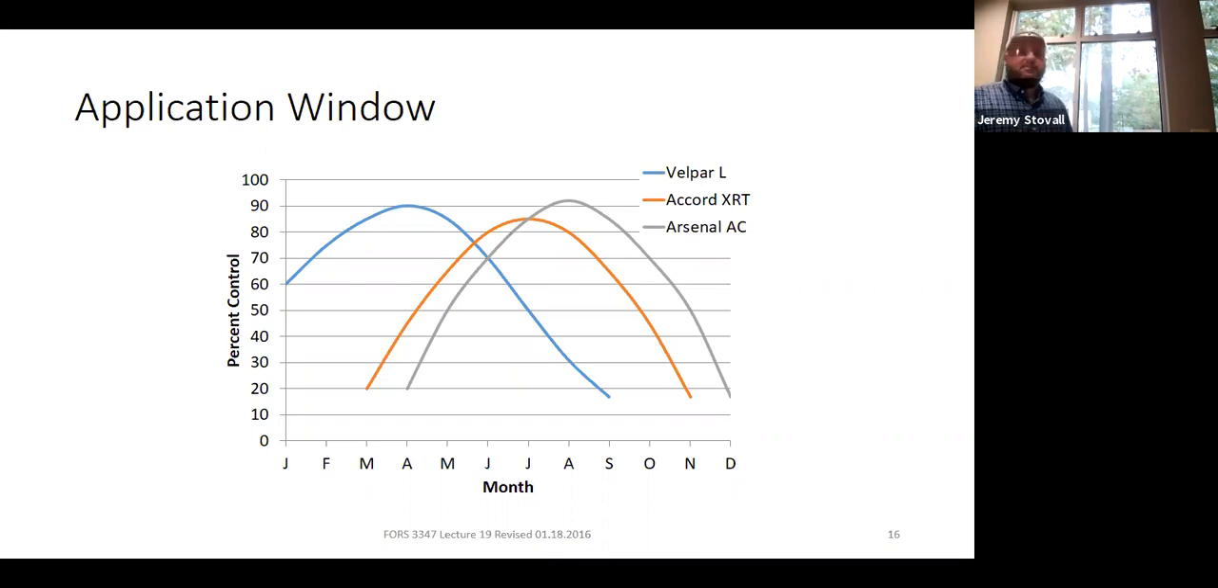Velpar is just hexazinone. So when you look here, if you're going to apply Arsenal, okay, which is that gray line at the far right, imazapyr, you'd like to get all of it out in August or September, but is that realistic? The contractors may be spraying someone out somewhere else and say, we'll be out there in October.